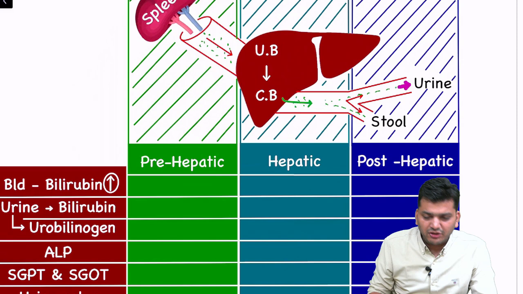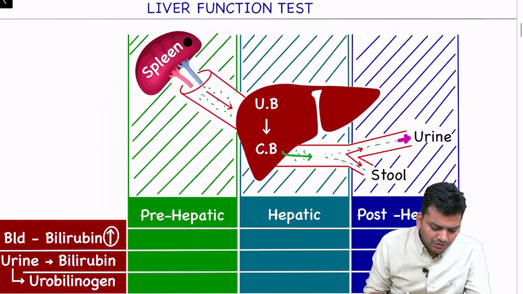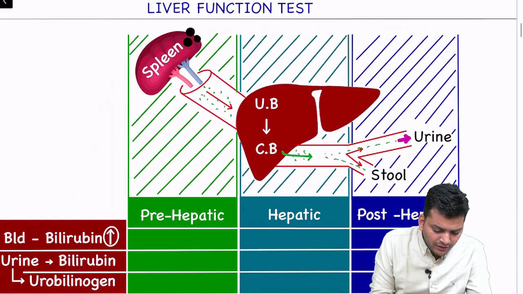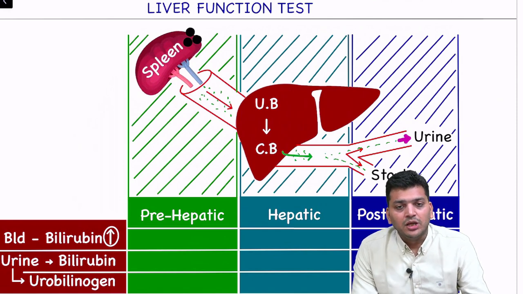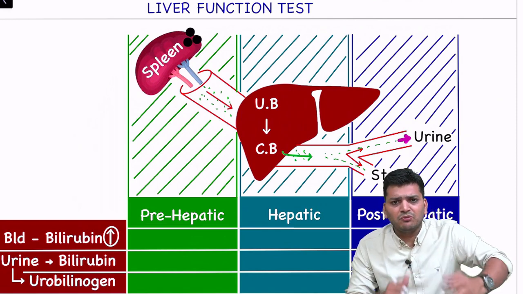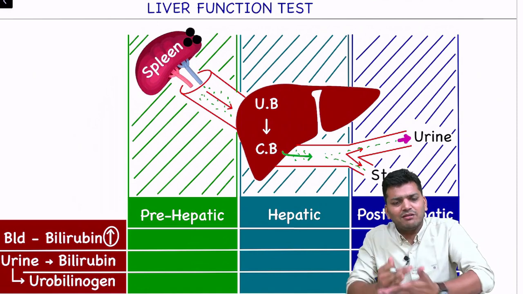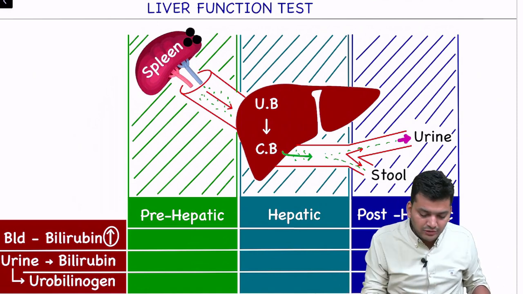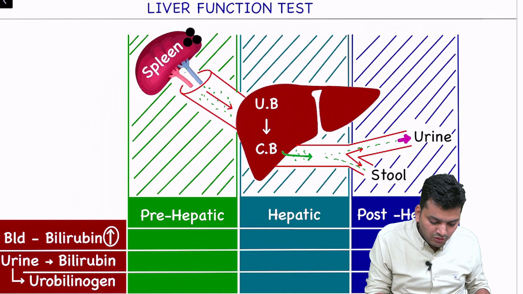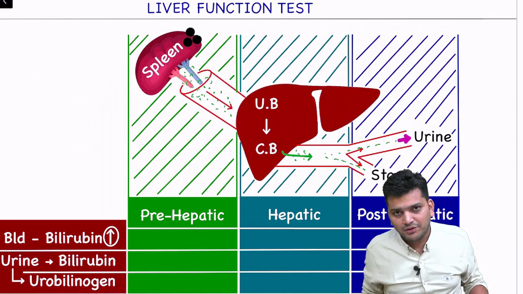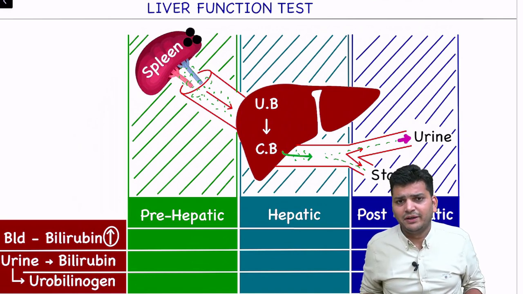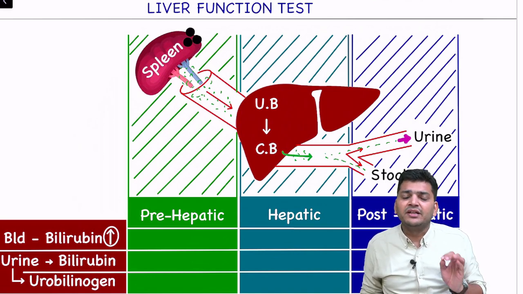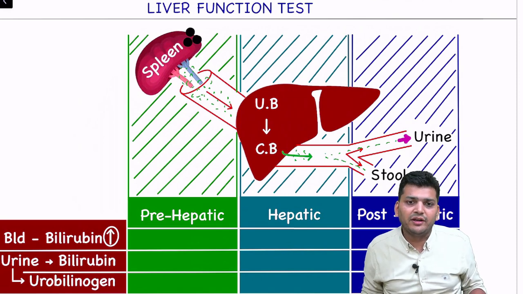Prehepatic cause, for example, what can be a problem in the spleen? More bilirubin can be formed. What is happening in the spleen? Hemolysis. If more hemolysis is happening, the RBC breakdown is happening very fast, a lot of bilirubin will come. Now you tell me, which bilirubin will come? Unconjugated bilirubin, right? So one cause of prehepatic jaundice is hemolytic anemia.